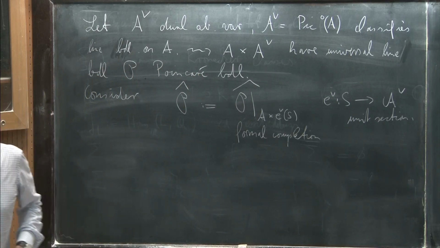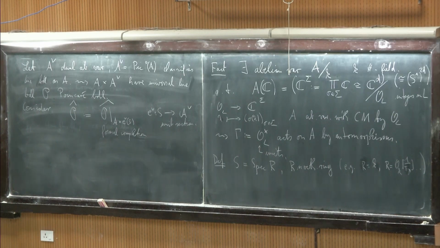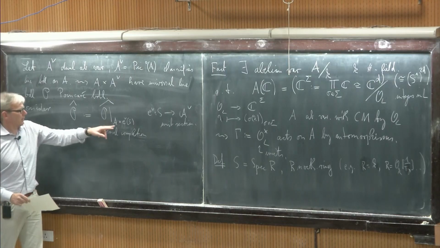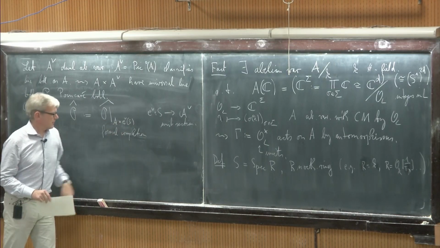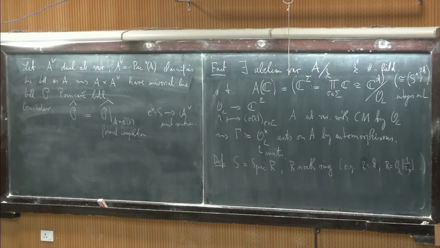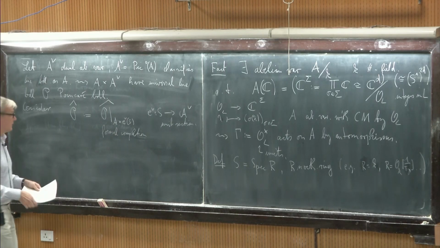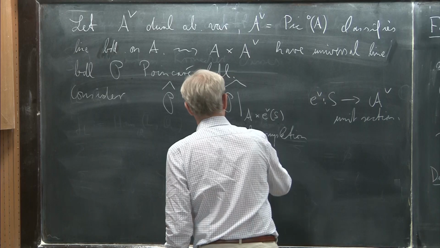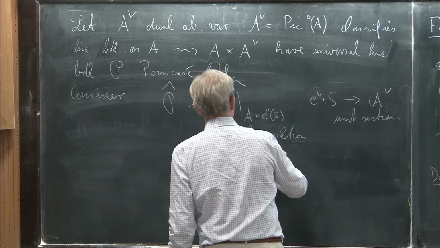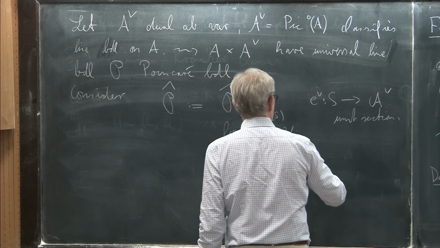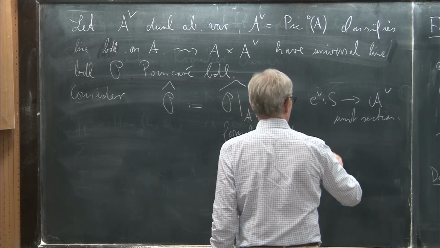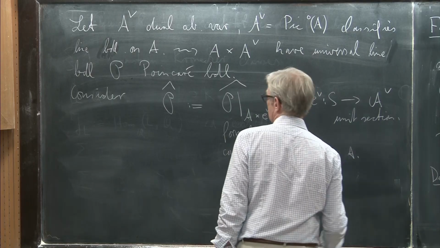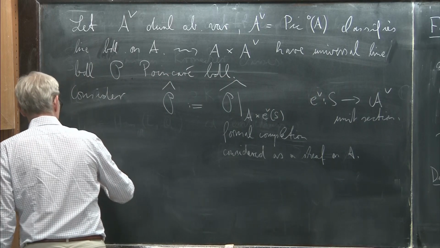And because somebody mentioned jet bundles last time to me, this person now disappeared. So this is the kind of jet bundle along somehow this section. So this we consider as a sheaf on A. So let me be a little bit more precise here.